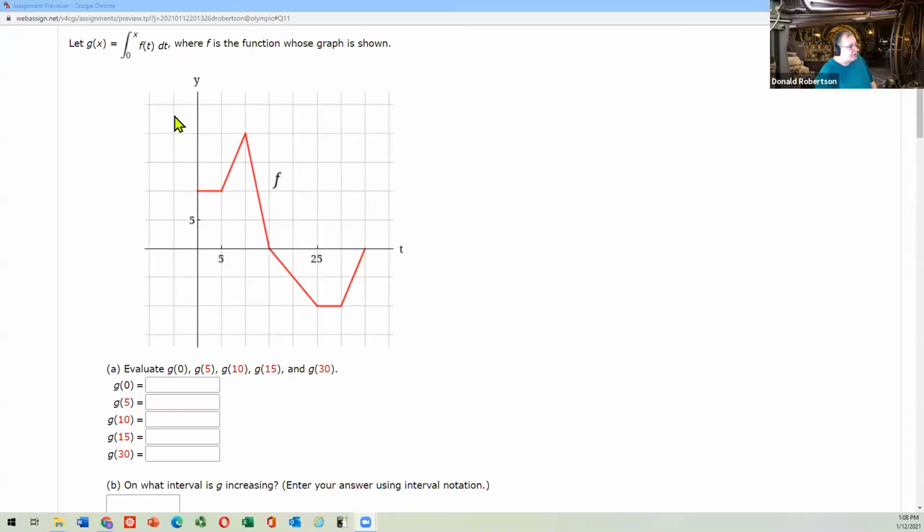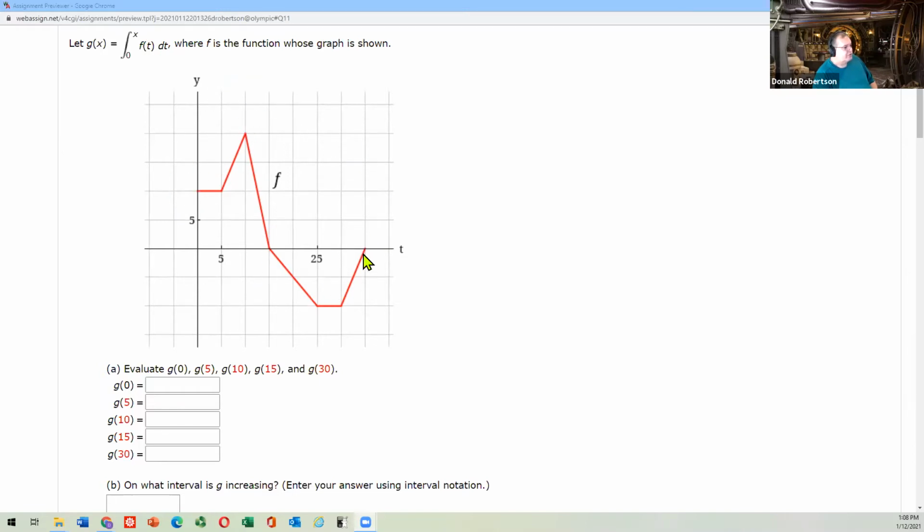The area function is described like this. And you can pick any letter you like. Me personally, I like A of x. Makes me think area, right? So g of x, the area function, is the integral from 0 to x of some function f of t dt.